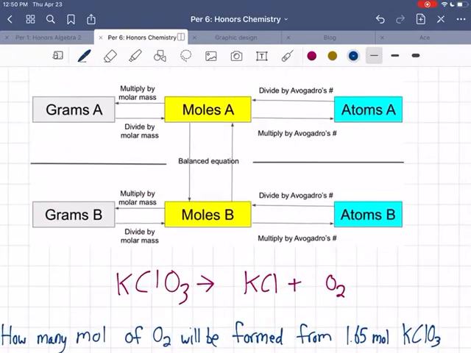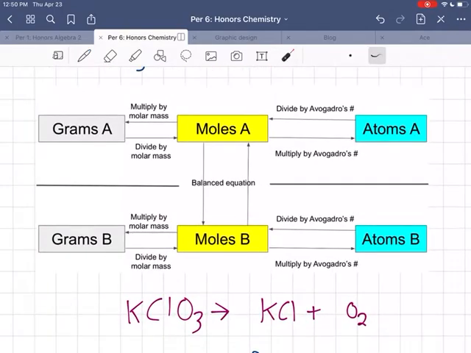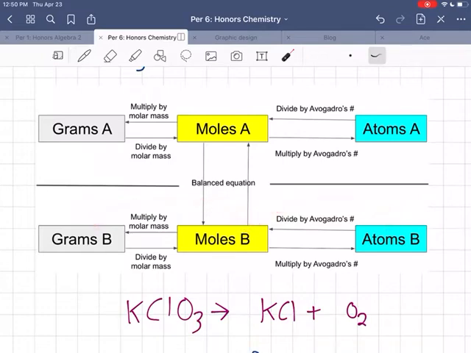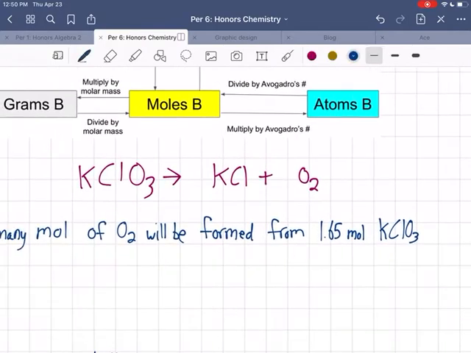This is what we used to do. We used to go from atoms of one substance to moles of that same substance, and maybe even moles to grams. But we've been talking about the same substance the whole time. So today we're going to learn what is this big part here, going between moles of A to moles of B. And let's look at this first problem.